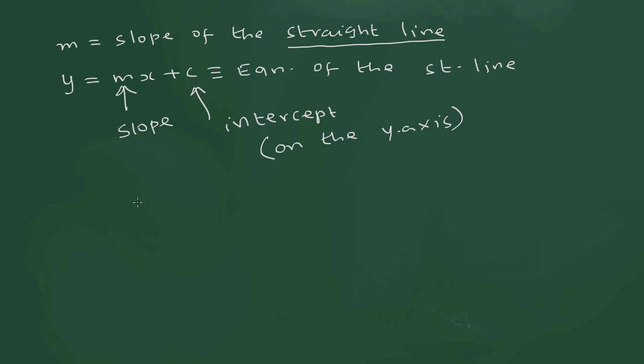Now there are three possibilities. This m has different possibilities. You can have m equal to 0. M is a number finally. It's just a number. It can be a fractional number or an integer, whatever it is. It can be 0. M can be a positive number. M can be a negative number. All possibilities are there. So three options are there.